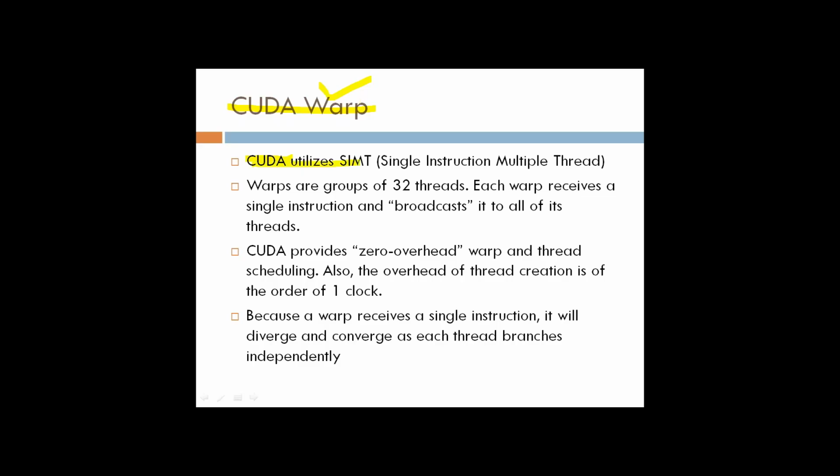So CUDA utilizes single instruction, multiple thread. Warps are basically groups of 32 threads. Each warp receives a single instruction and broadcasts it to all of its threads. So basically, the warp is the concept in which these threads are executed in groups of 32, which are called a warp.